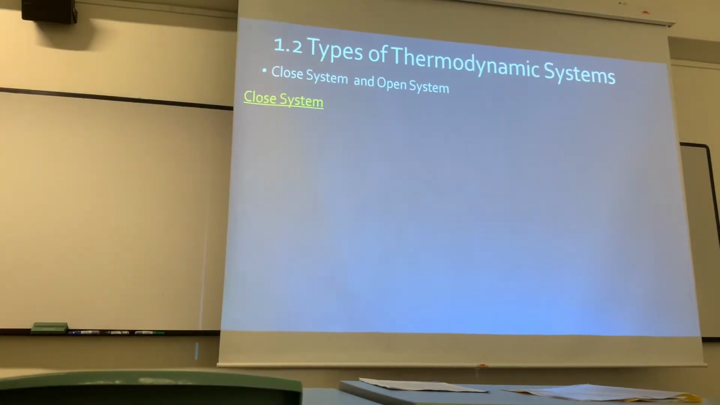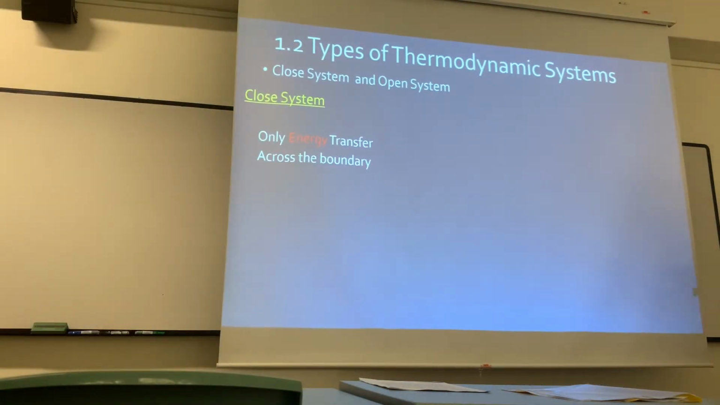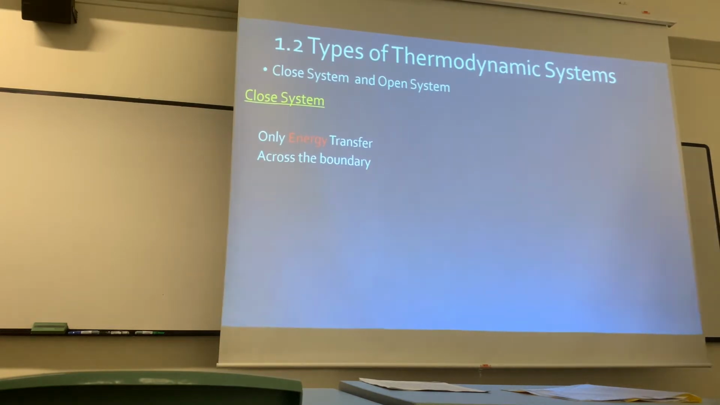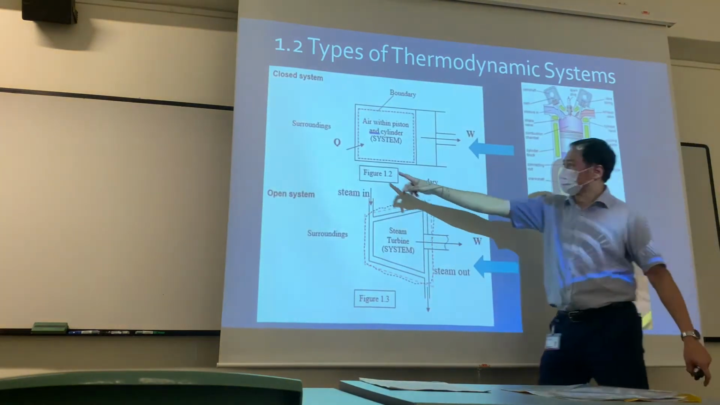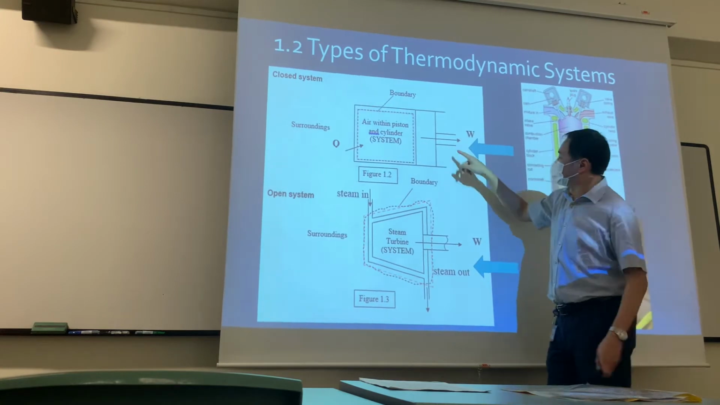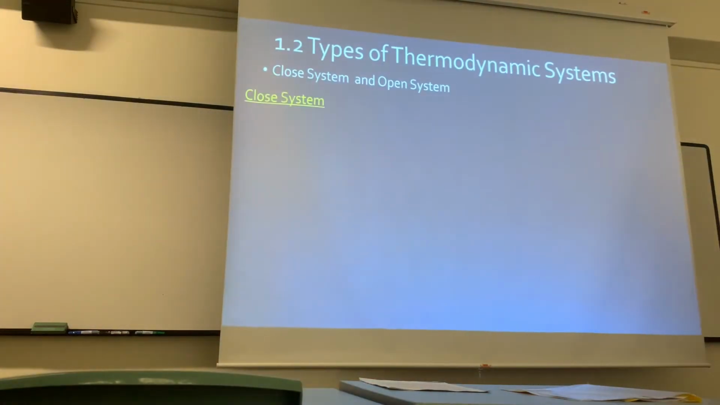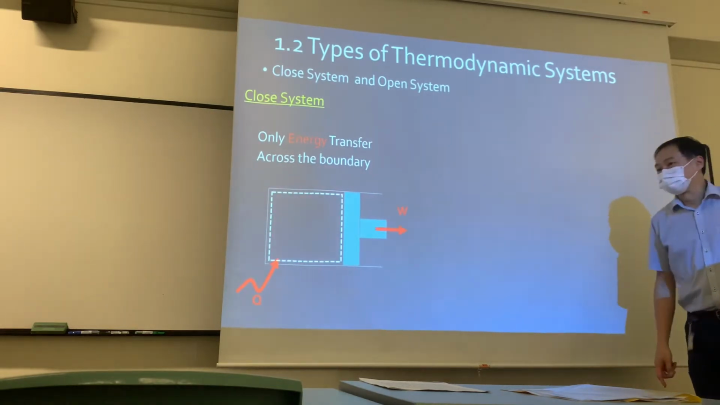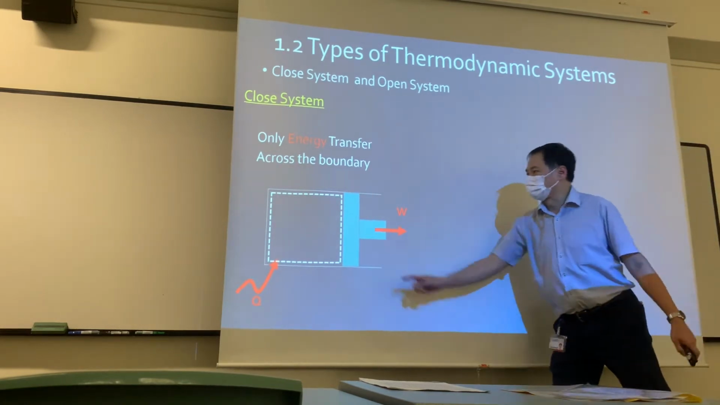Closed system means the air or the fluid cannot come in. Only energy transfer can cross the boundary. Energy transfer means what? In this case, heat can cross the boundary and work can cross the boundary. So only heat and work can cross the boundary. You heat up the air, the cylinder expands, and produces work done. So this heat and work can cross the boundary.